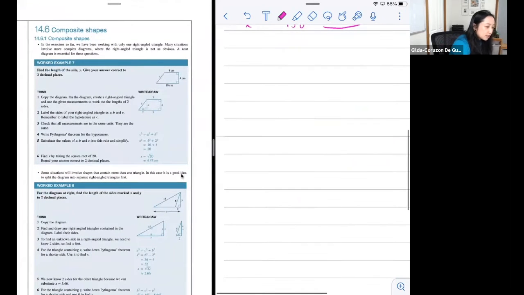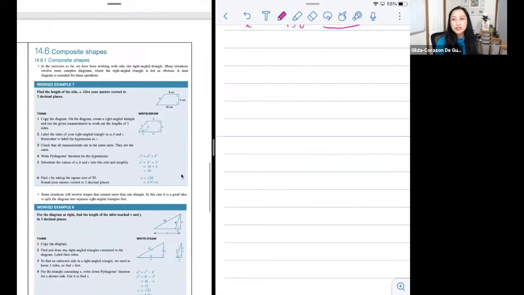So let's have a look at our lesson for today. It's entitled Composite Shapes. Who can tell me what composite shapes are? Anyone? All right, composite shapes would be shapes that are composed of different shapes, right? So when we learned about Pythagoras theorem, it would only work with triangles.